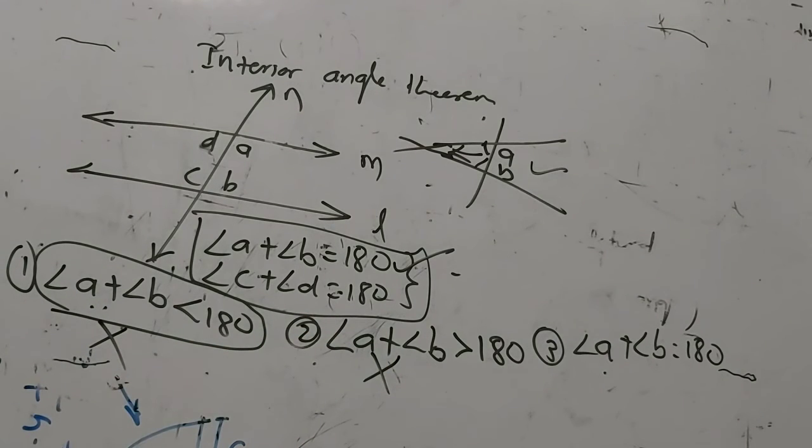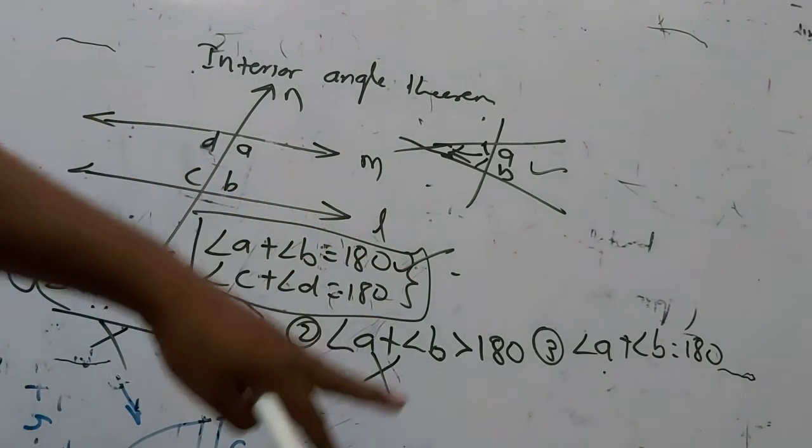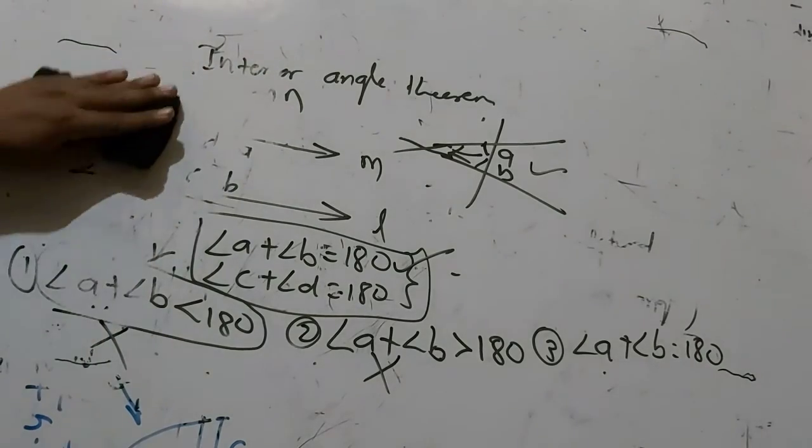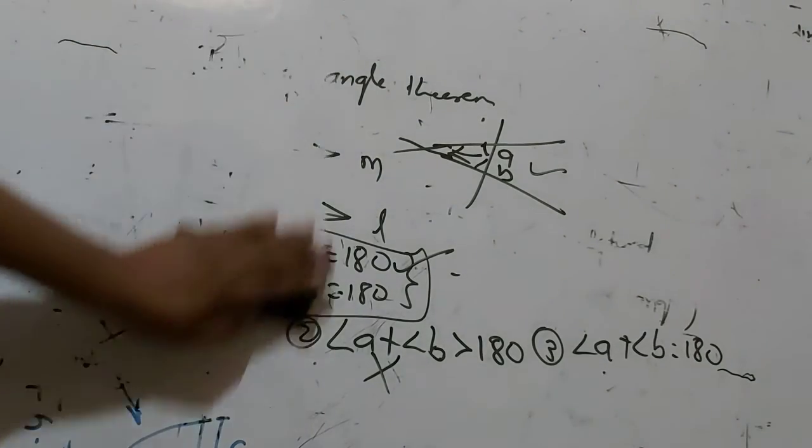If the first two are not possible, then the third one is possible. Therefore, angle A plus angle B is equal to 180 if the two lines are parallel. In the same way, you can prove for C and D. This is given in the textbook. You should be able to explain this in your own words. Next we'll see corresponding angles.